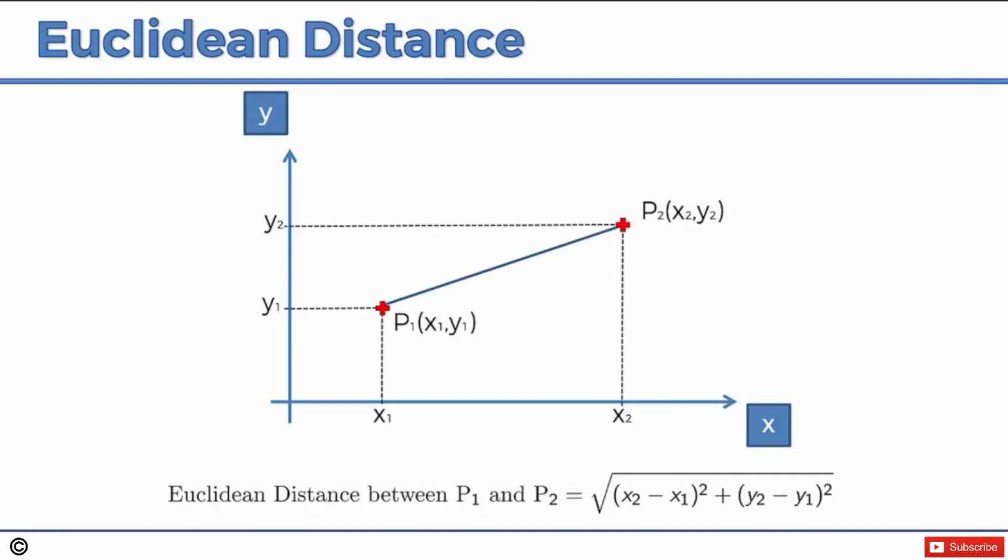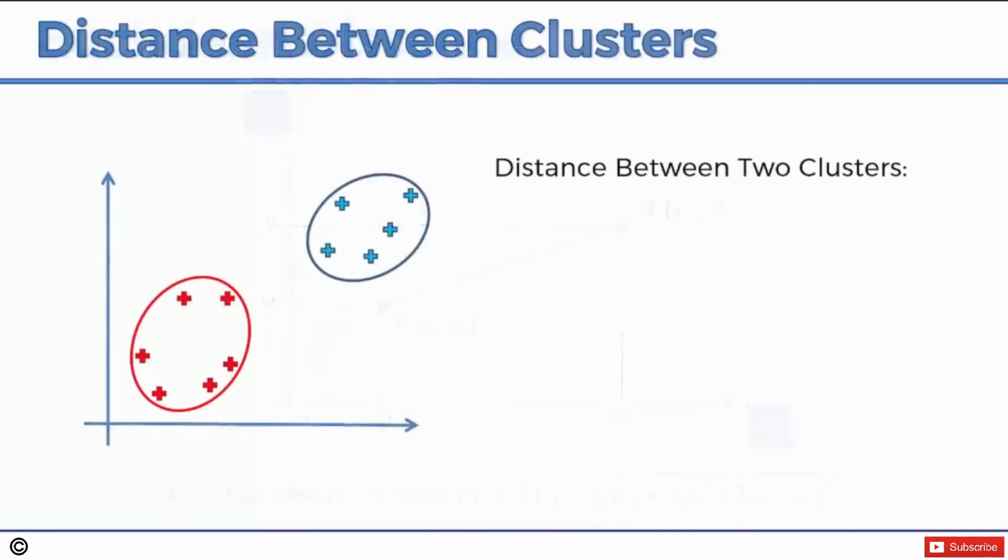And now let's talk about the distance between two clusters. Let's say you have two clusters, the red and the blue. How do you measure the distance between them? What is the definition of the distance between two clusters? It's not as obvious as it might sound at the start, because there can be a couple of options.